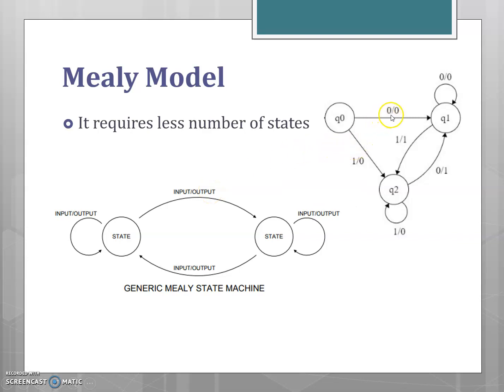So, an example of the state diagram for the Mealy model is shown here. The circuit consists of three states, Q0, Q1, Q2, and the transitions are represented by the lines. And these binary numbers represent the input and the output.